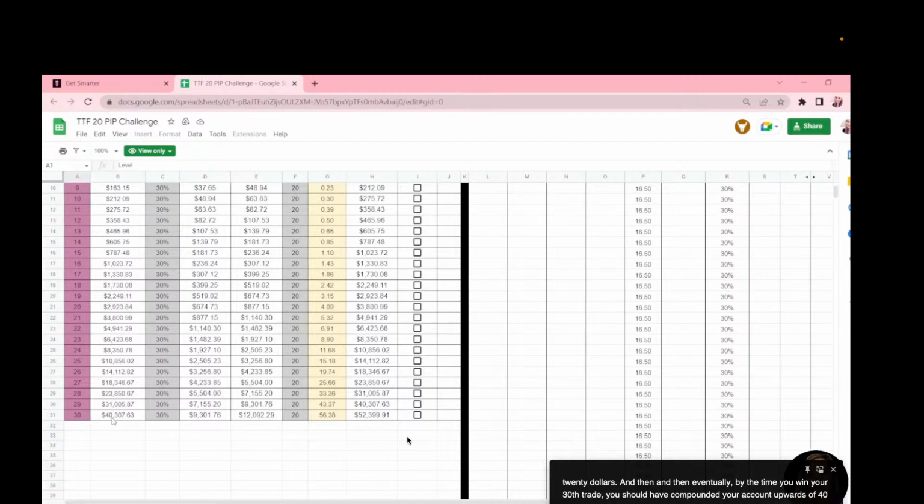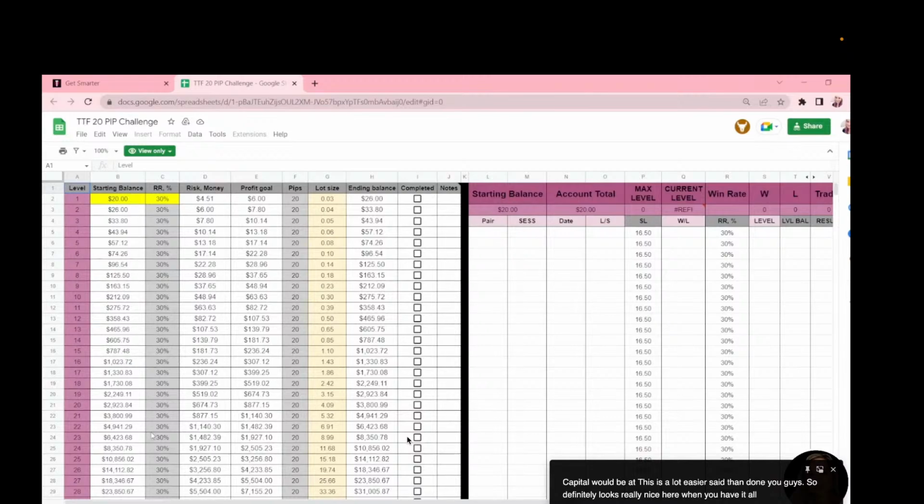So you can see here, this would be where your capital would be at. This is a lot easier said than done, you guys. So definitely looks really nice here when you have it all written out, but it is much harder. People have done it. There have been people who have posted about it in the testimonials. They have shared their experience with doing it. Artie has also done this challenge. There have been a few other people who have talked about it.